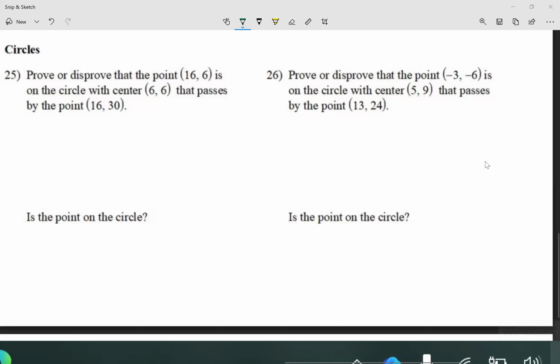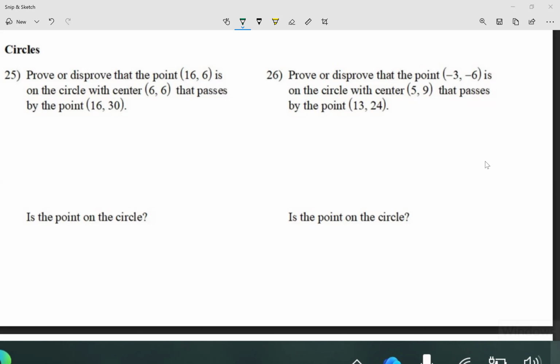So for today, I'm going to be working questions 25 and 26. It says prove or disprove. Okay, so we have to work something out. We have to show stuff. Prove or disprove that the point (16, 6) is on the circle with center (6, 6) that passes through the point (16, 30). Okay, so this is what this thing is telling me.